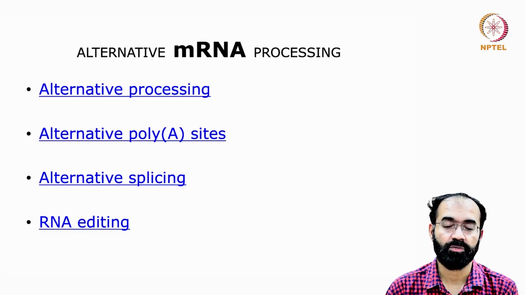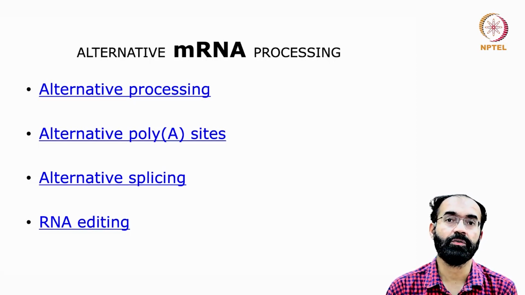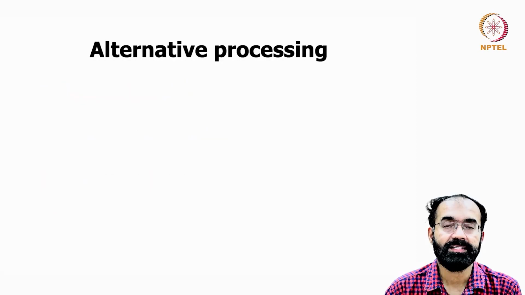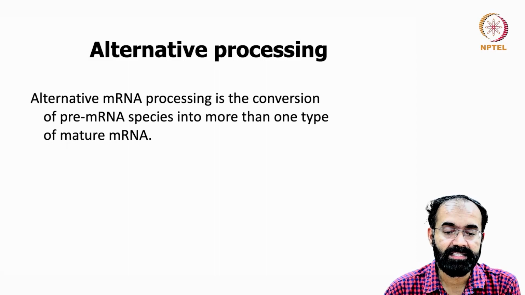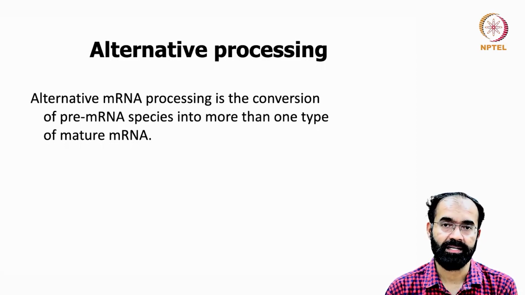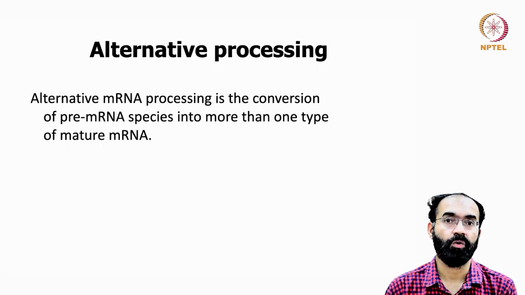You realize how systematic the world has evolved, and how intriguing the evolution has been at the molecular level. What is alternative processing? Alternative mRNA processing is the conversion of pre-mRNA species into more than one type of mature RNA. And if it gets converted into more than one type of mature RNA, you end up getting more proteins or a slightly different protein.